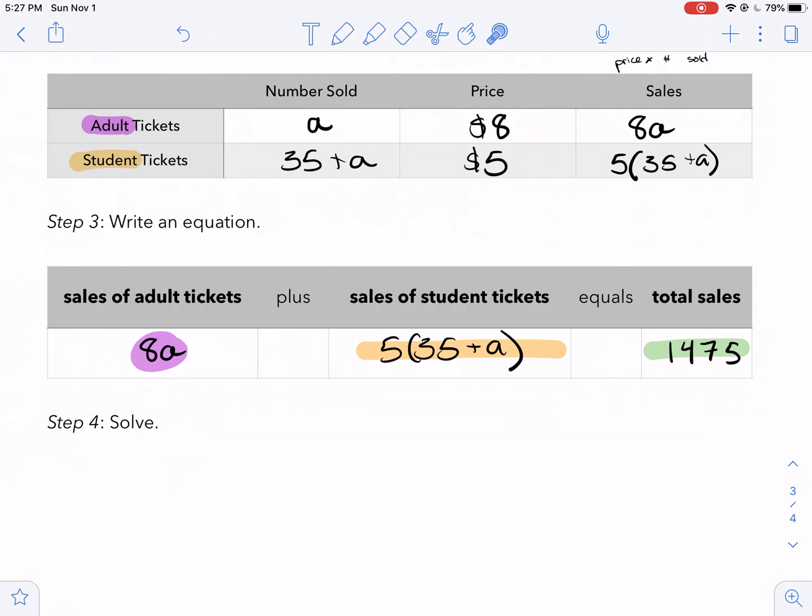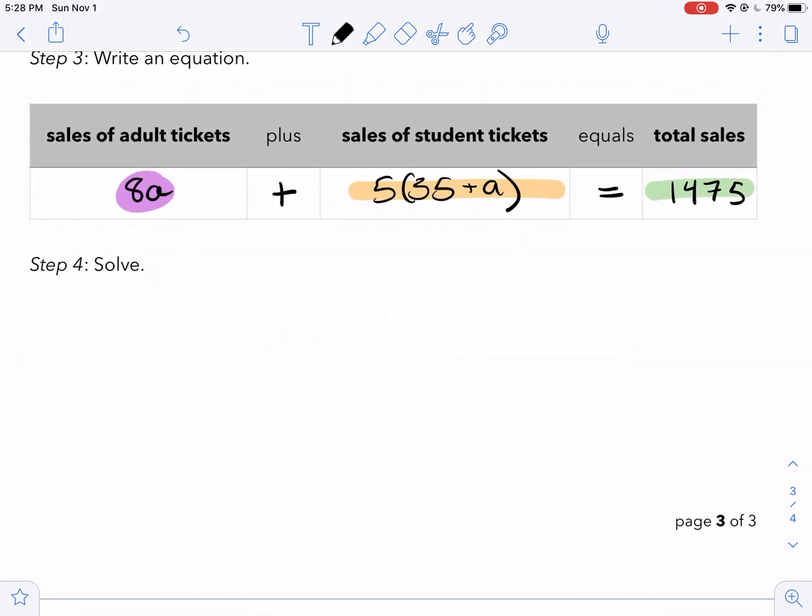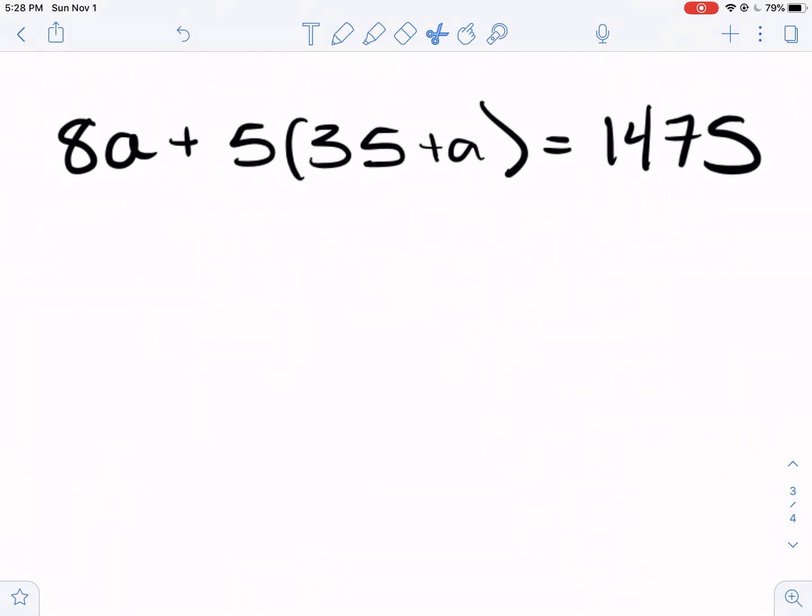So we know that when we take the sales of adult tickets and add it to the sales of student tickets, that's going to be equal to our total sales. Great, we have our equation. Now let's solve for A. I'm going to rewrite this as 8A plus 5 times 35 plus A equals 1475. Now that it's all neat and in one spot, let's go ahead and solve it.